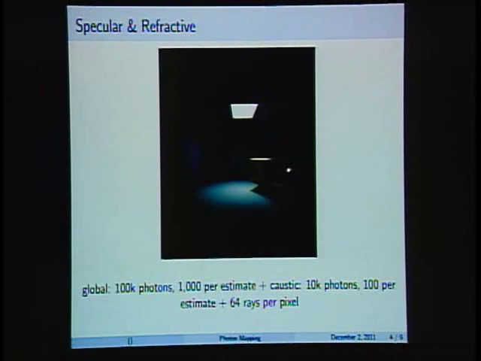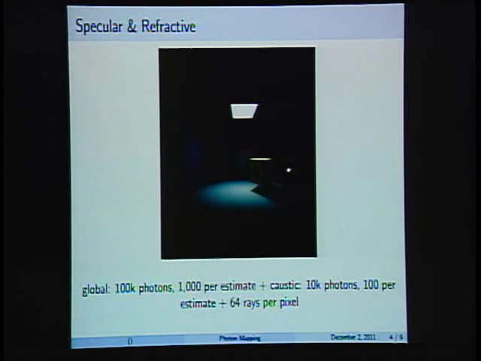Here's another image. This one also has, in addition to the Lambertian and the specular, a refractive ball in the back. Because this had so many caustic elements, I broke it up into a global photon map and a caustic photon map. Oh yeah, and I also used a cone filter to help with the way these looked.